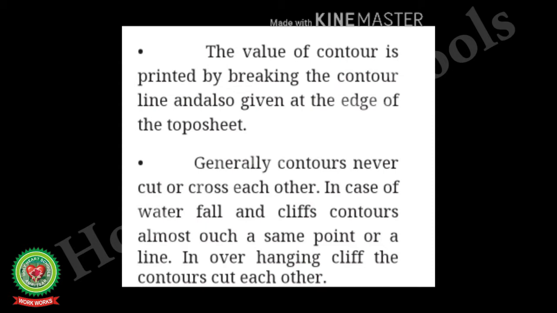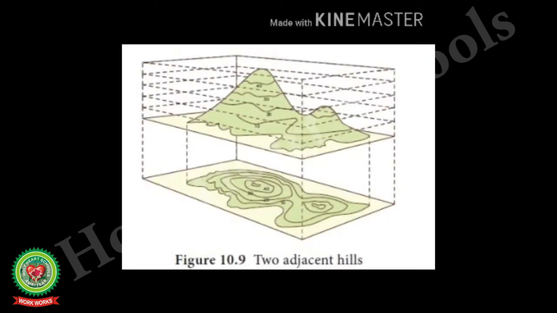In case of waterfall and cliffs, contours almost touch at the same point or a line. In overhanging cliff, the contours cut each other. And the last feature is that the contour with zero value represents the coastline.